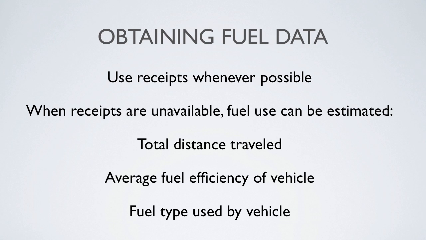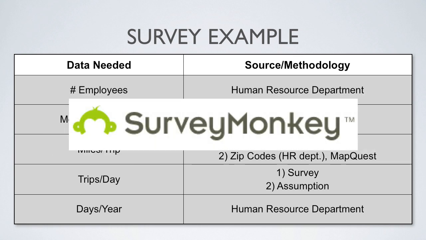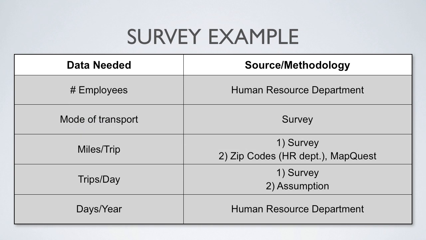Here we have outlined a survey that was used to estimate greenhouse gas emissions from employee commutes at a large organization. With several thousand employees traveling to and from work each day, the practical way to obtain the data was by administering a survey. There are many online tools such as SurveyMonkey that can be used to broadcast surveys and aggregate the data efficiently.